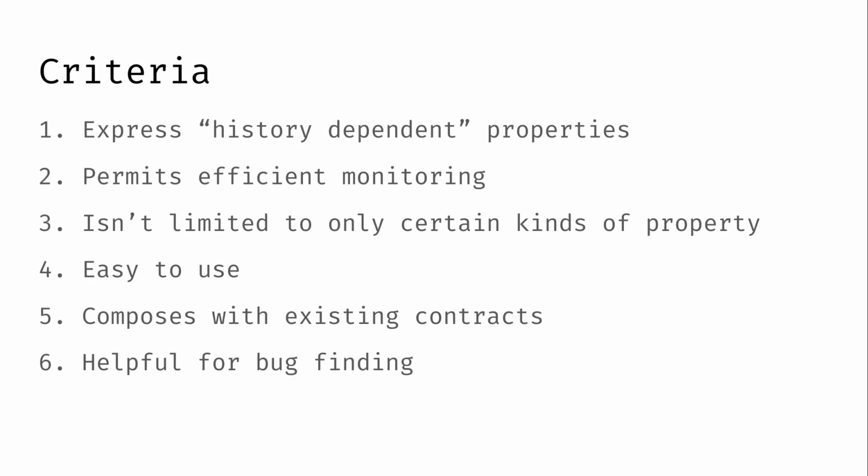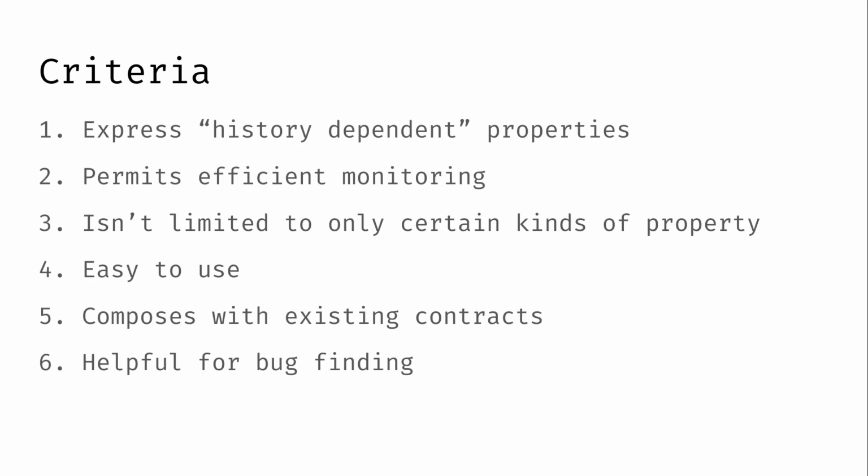Okay, you can efficiently monitor, so that full option that we saw at the beginning is not the only thing that you can have. You can customize what data structure you want to use. It isn't limited to only certain kinds of properties, so you can write arbitrary predicates, and they work, and they're natural, just like the rest of the contract system. Hopefully it's easy to use. I don't really know yet. I think it's relatively easy to use. As we saw, it composes with existing contracts.